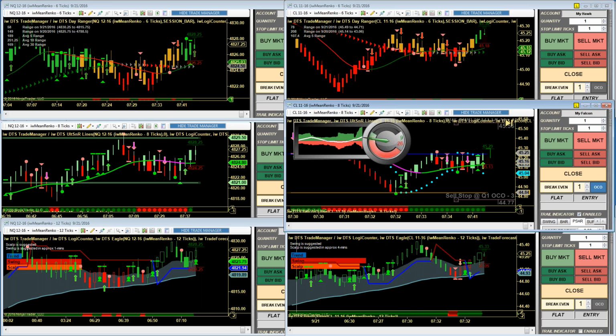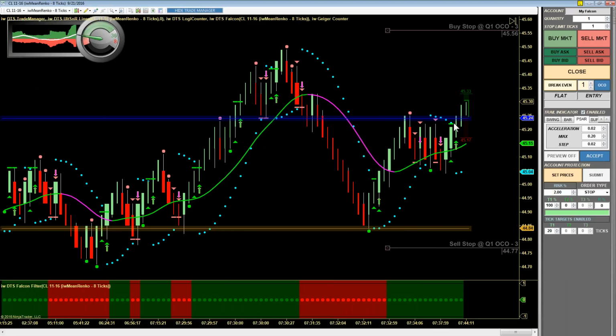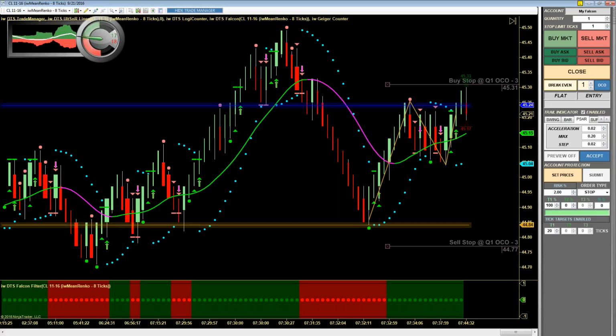Now we actually just got a buy signal here on the Falcon. I'm going to pull in my OCO order a little bit. See, we produced a buy signal right here. This is our trend change signal. Trend line changed color. We've got this characteristic little up, down, up pattern, and we produced the buy signal right there.